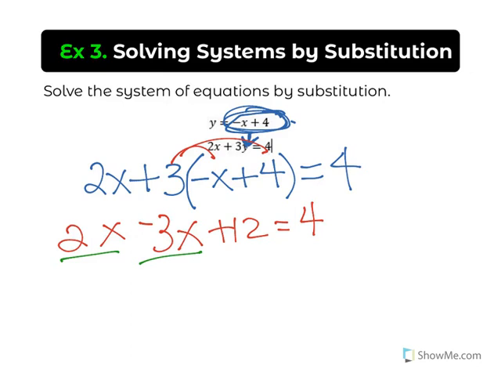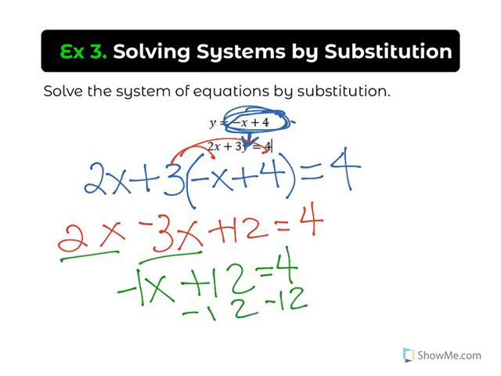Then you're probably going to have to combine some like terms. In this case it's 2x minus 3x, so that is negative x or negative 1x. Go ahead and leave the 1 there, I don't care. Plus 12 equals 4. Subtract the 12. We get negative 1x equals negative 8. Divide by negative 1, and x equals positive 8.